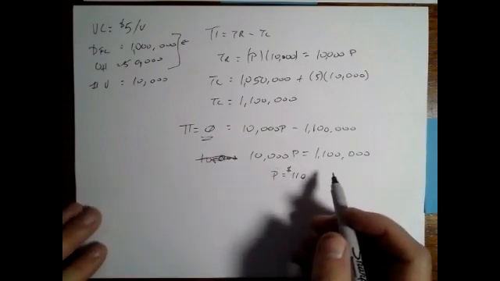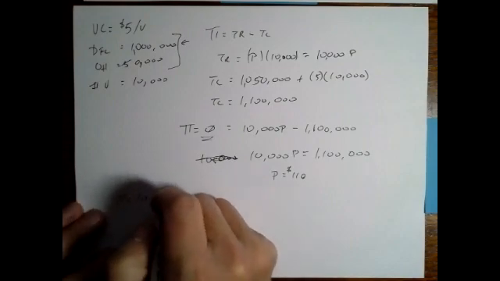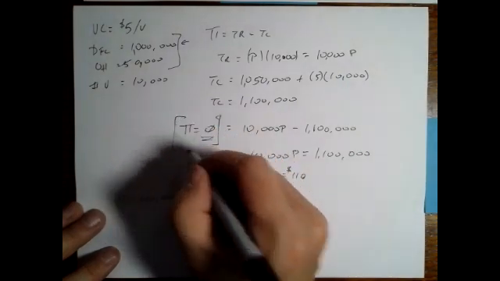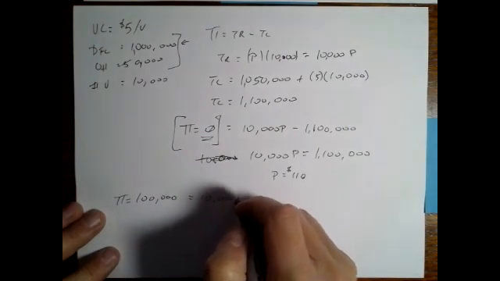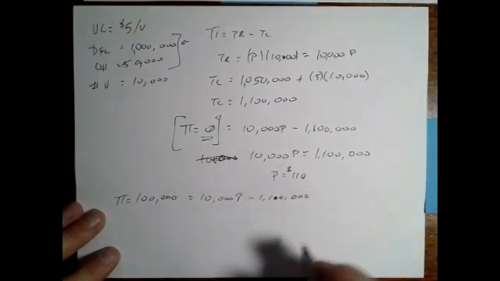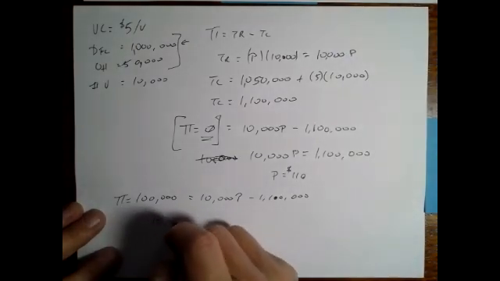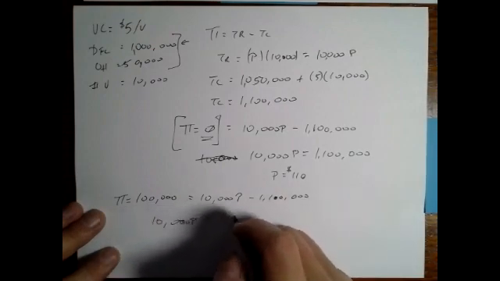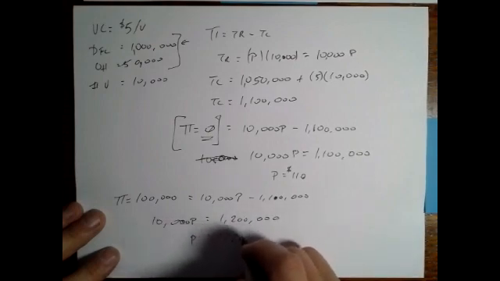when we raise the fixed cost to $1 million, they're going to have to price at $110 per visit just to break even. Now, if we raise that profit requirement to 100,000, then all we're going to do is change this portion of our equation. So 100,000 equals 10,000 P minus 1.1 million. Add 1.1 million to both sides, we get 10,000 P equals 1.2 million, and then P is equal to 120.